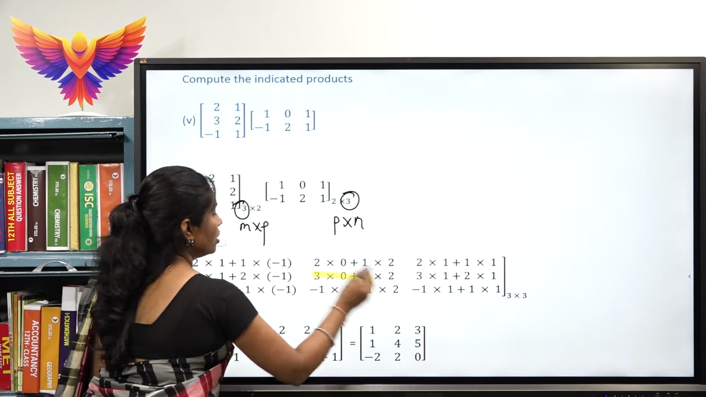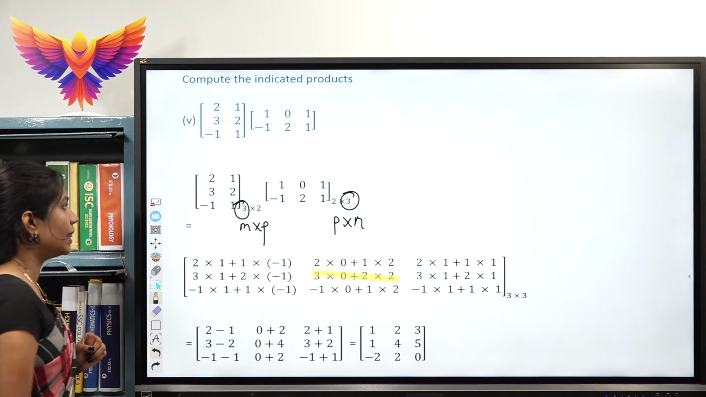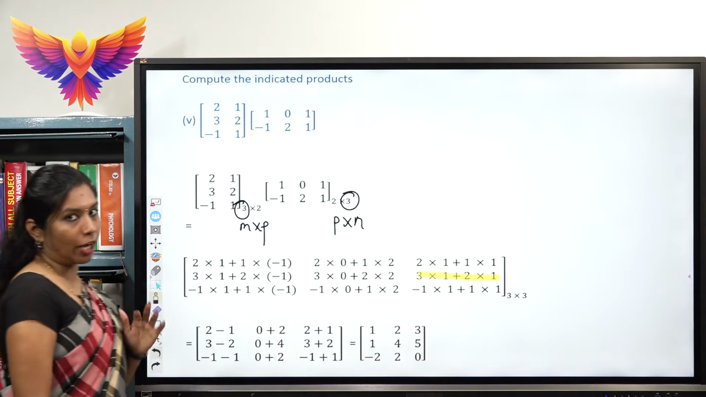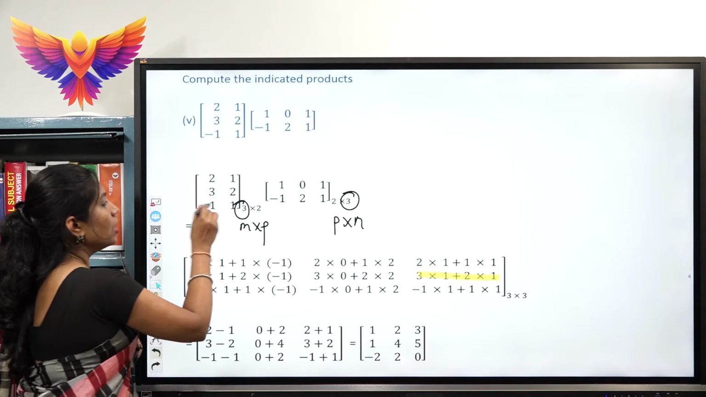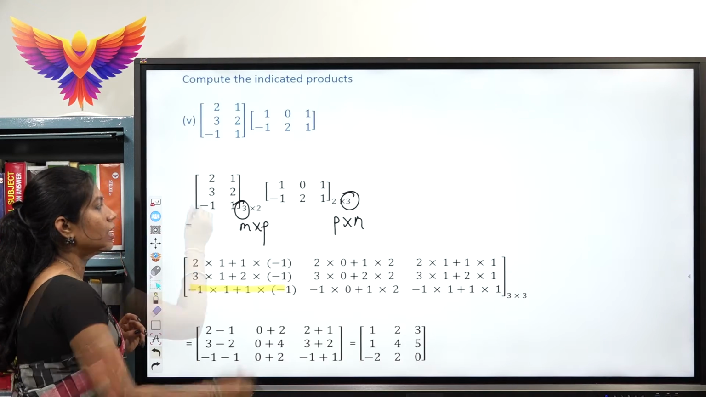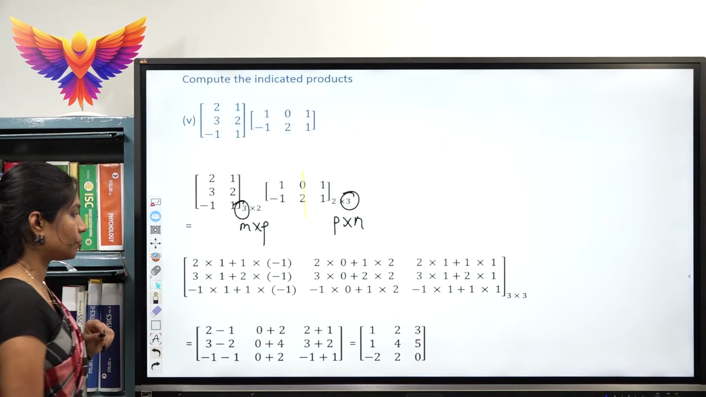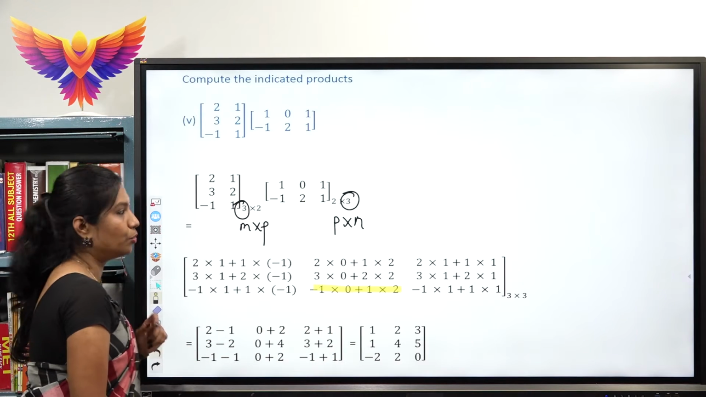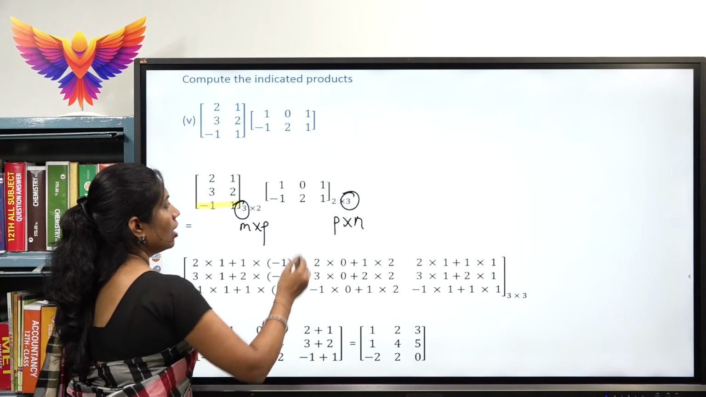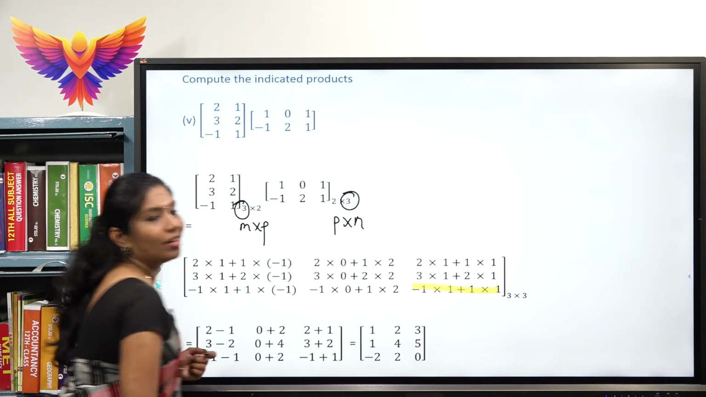3 into 0, second row, second column, 3 into 0 plus 2 into 2. Then second row, third column, which is 3 into 1 plus 2 into 1. Similarly, third row, first column, which is minus 1 into 1 plus 1 into minus 1. Third row, second column, which is minus 1 into 0 plus 1 into 2. The same way, the last element, third row, third column, which is minus 1 into 1 plus 1 into 1 again.